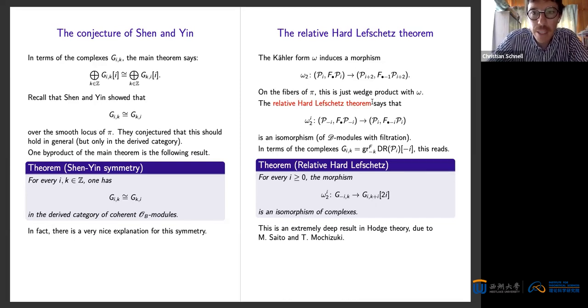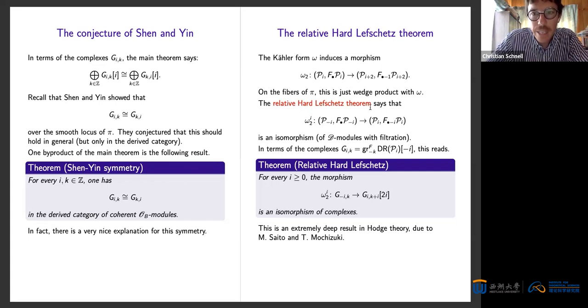And the relative hard Lefschetz theorem says that P_{-i} and P_i are isomorphic by wedging with the Kähler form i times. In terms of these Hodge modules or D-modules and filtrations, it's this kind of isomorphism. It also changes the filtration because the form, of course, is a form of type (1,1), and so the Hodge filtration gets changed.